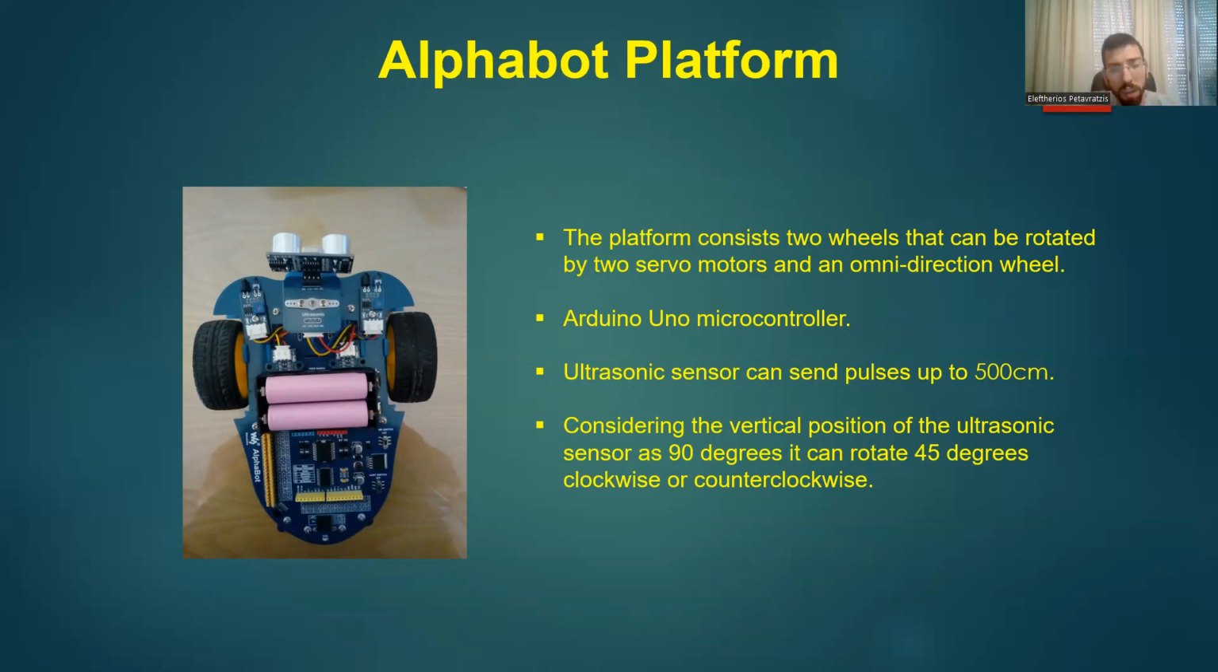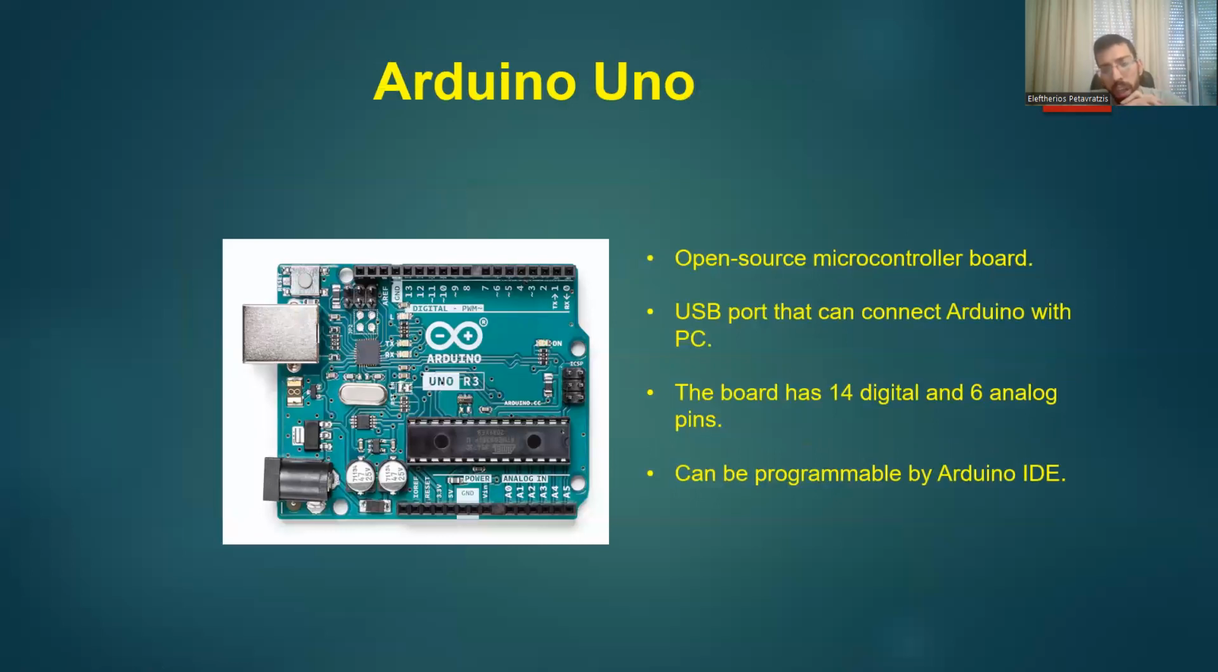Of course, there is an Arduino Uno microcontroller that is used in order to control the whole platform. This microcontroller has a USB port that can be connected to the PC that we are using. It has 14 digital and 6 analog pins. And of course, it can be programmed by the Arduino IDE, which has a language that is very similar to C++.